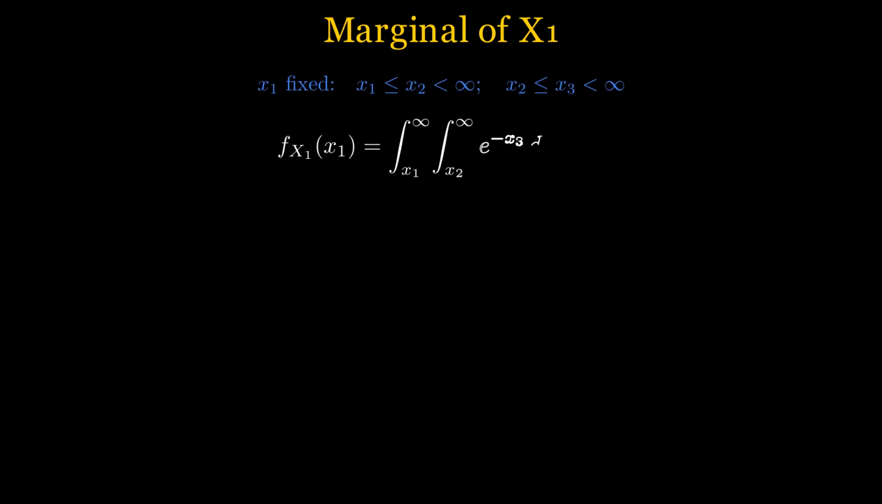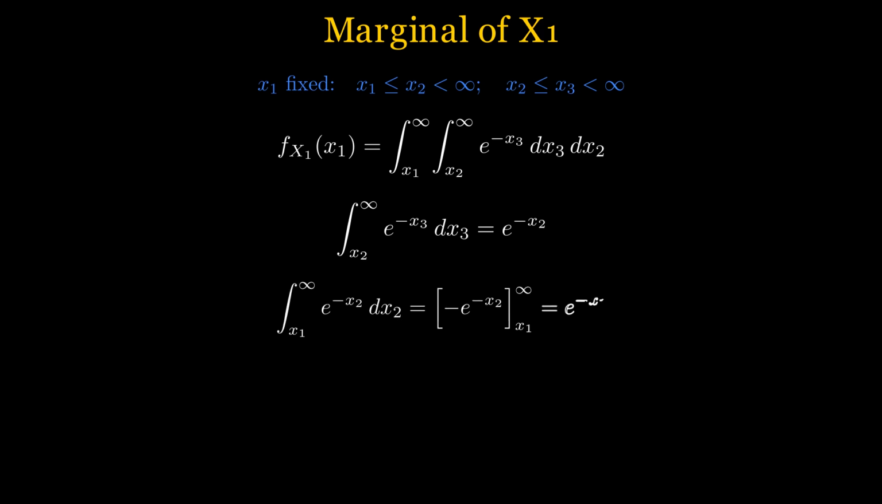Finally, the marginal of x1. Hold x1 fixed. x2 ranges from x1 to infinity, and for each x2, x3 ranges from x2 to infinity. Set up the iterated integral. Integrate x3 from x2 to infinity first, then integrate x2 from x1 to infinity. Inner integral. Integrate e to the minus x3 from x2 to infinity. The result is simply e to the minus x2.